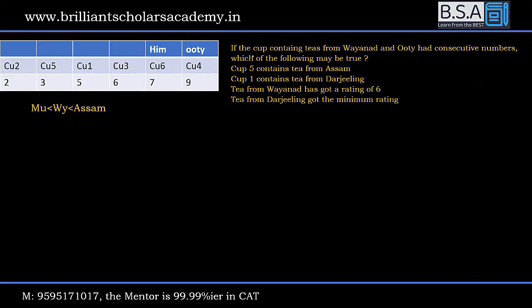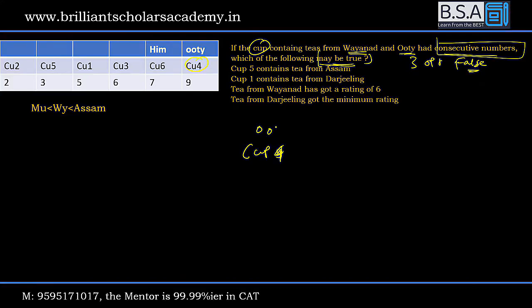Now it says if the cups containing teas from Wayanad and Ooty had consecutive numbers. See, cup numbers are consecutive. Which of the following may be true? One of them may be true. That means three options must be definitely false. One is may be true, can be true. The other three must be false. What is the cup of Ooty? Ooty cup number is 4.